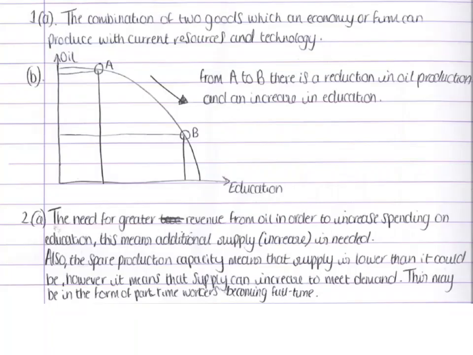Okay, so let's look at this paper. The first question was, describe what is shown by a production possibility curve. The answer says the combination of two goods which an economy or firm can produce with current resources and technology.